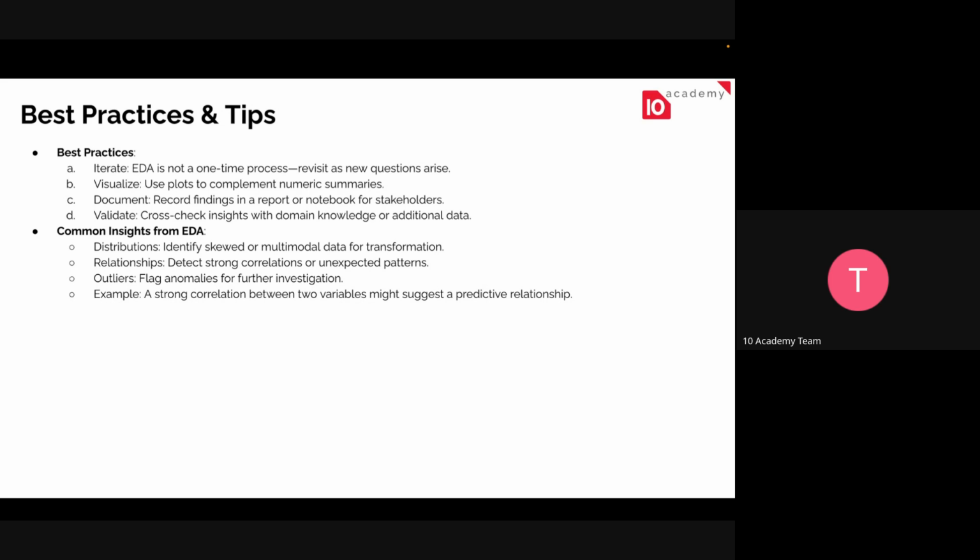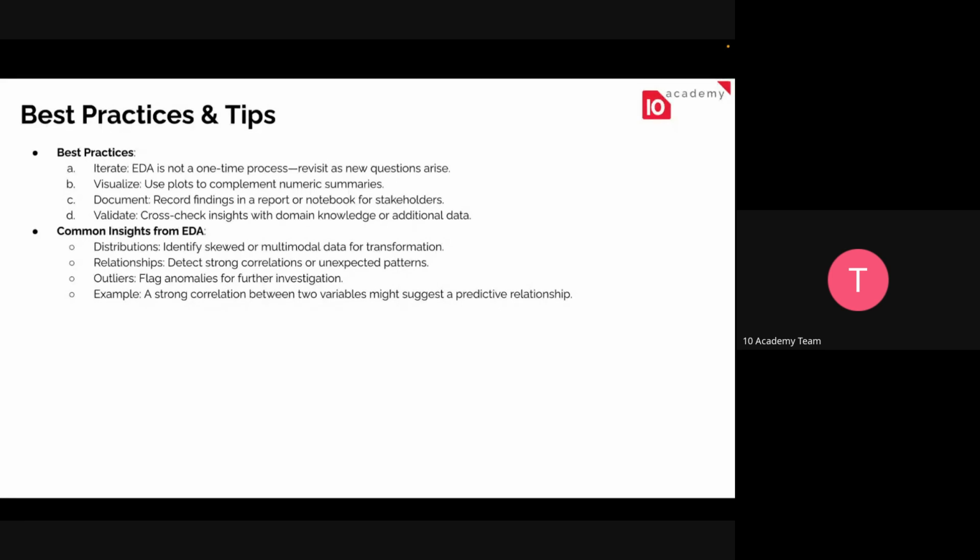And common insights from EDA are distribution. From the distribution, you can identify skewness. Is it left skewed? Is it a normal distribution, or is it skewed, or multimodal data for transformation? You can see relationships, so detect strong correlation or unexpected patterns, like we have seen earlier. You can see a strong correlation, a very weak correlation, or a negative correlation between columns. And from outliers, you can find outlier values or flag anomalies for further investigation.